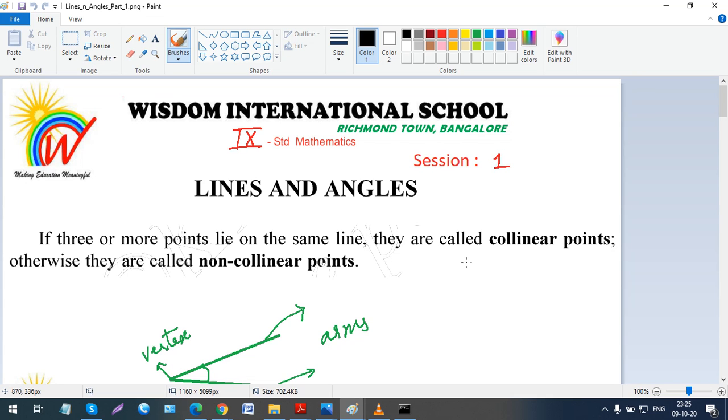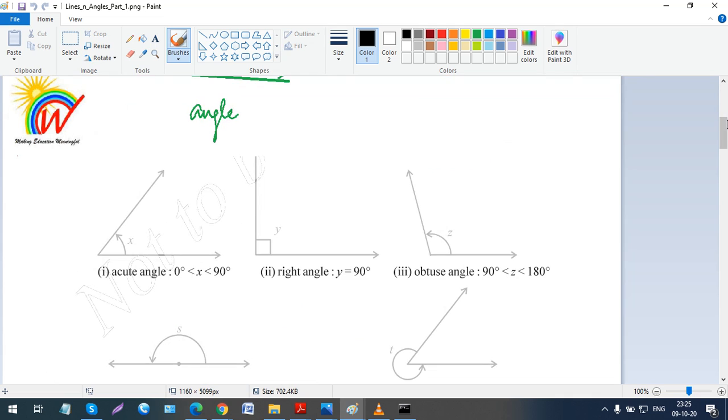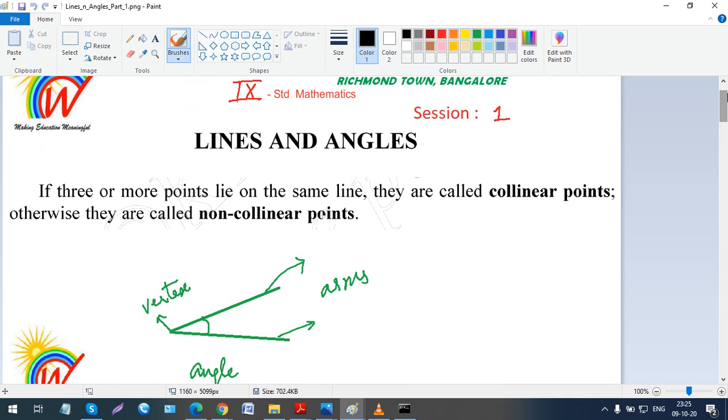So children, we are going to start lines and angles today, a new chapter in geometry. This is the first part. There are many things which you must have already learnt, a few things you are familiar with, so we'll just have a brush up on all these things and then we'll continue with the chapter.